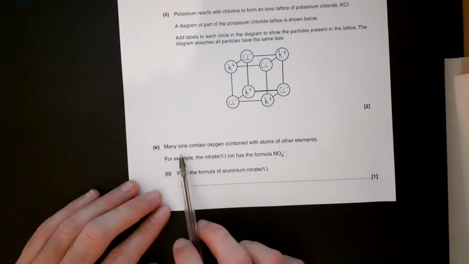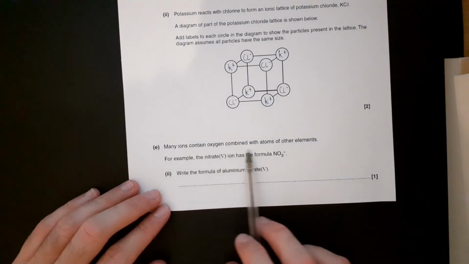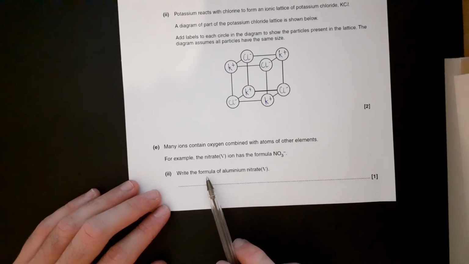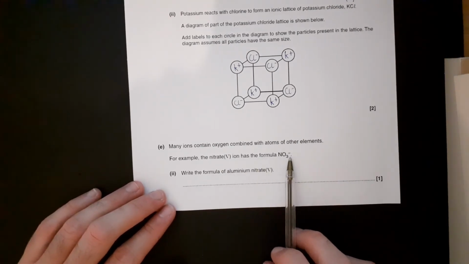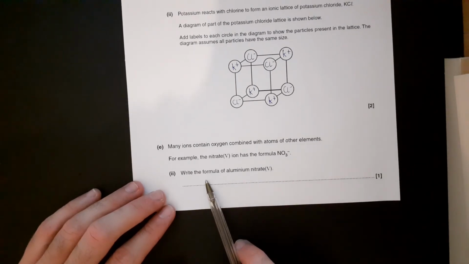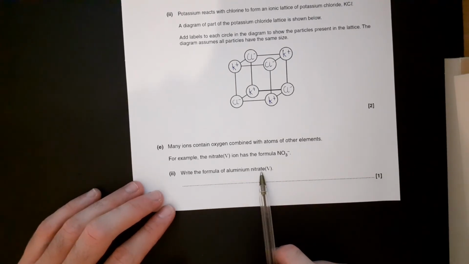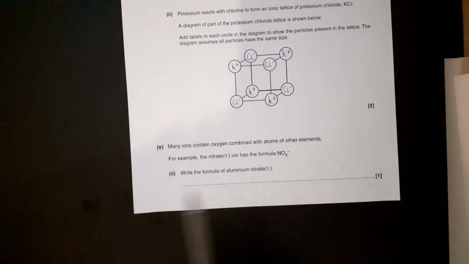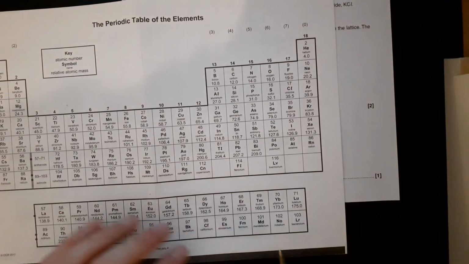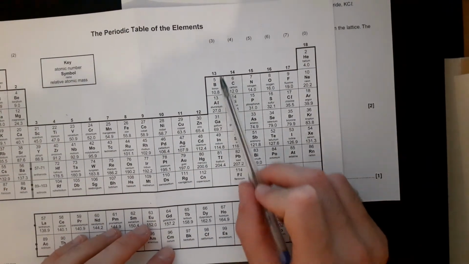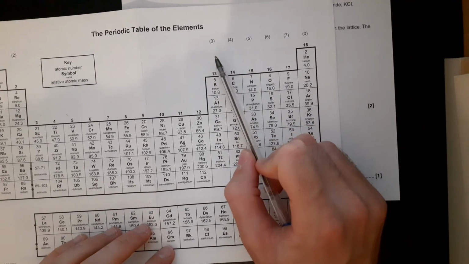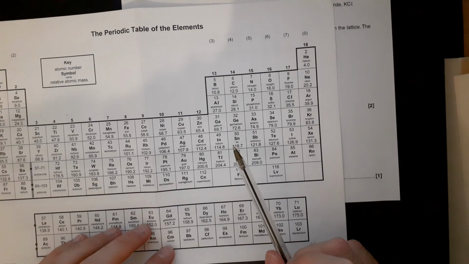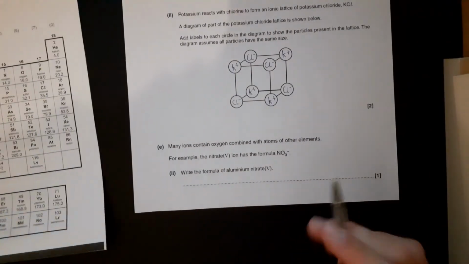Finally, last question here. Many ions contain oxygen combined with atoms of other elements. So we have this nitrate ion, which has the formula NO3-. What's the formula of aluminium nitrate? So we need to look at aluminium. On our periodic table, aluminium is in group 3. So it's got 3 electrons in its outer shell. When it reacts, it's going to lose those 3 electrons, and it's going to form an ion with a charge of Al3+.